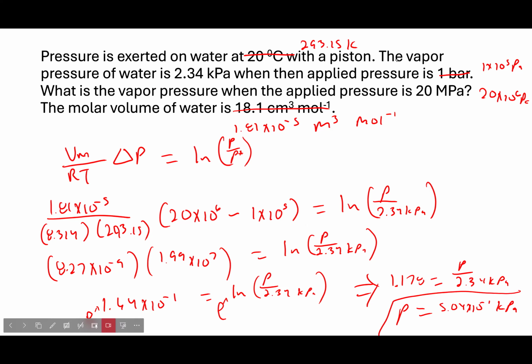Most of the work was in doing all the conversions. But again, this is the reason why I tend to like this equation more. Look how much of the work you got done just doing all this stuff before we even got to the E. I like leaving E for the very end when everything is super simple. I think it's easier to work with. But anyways, that's what our new vapor pressure would be.